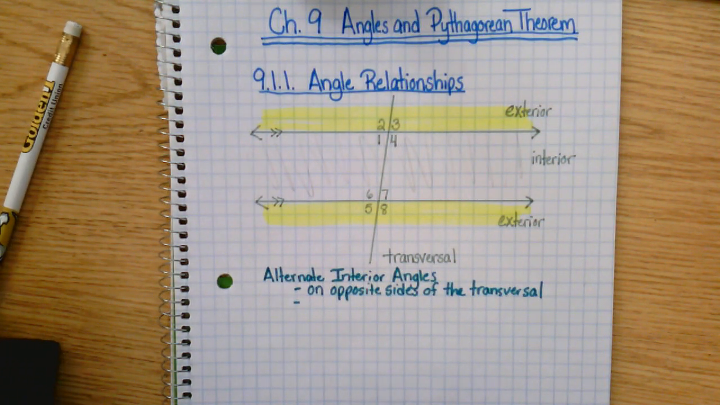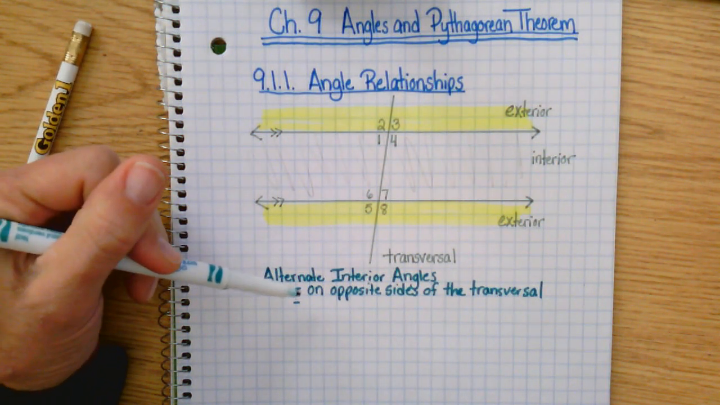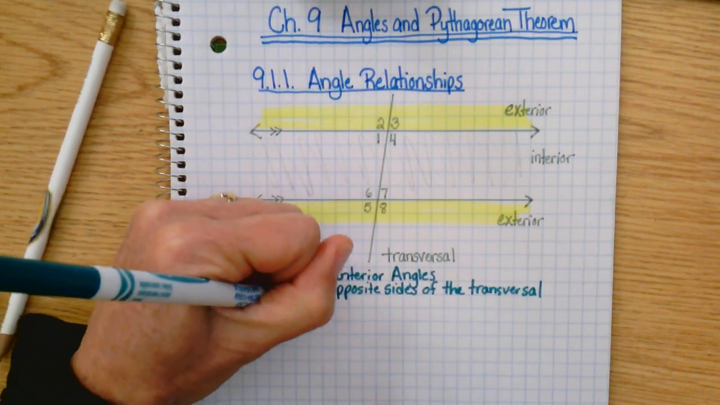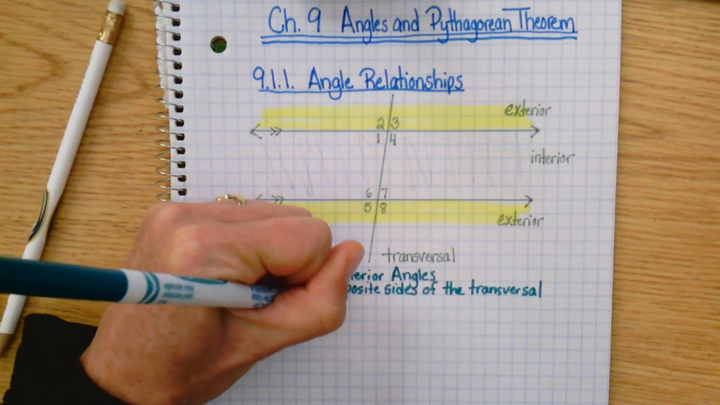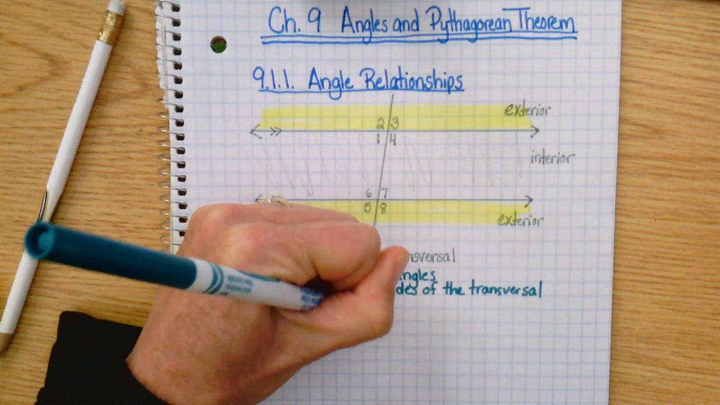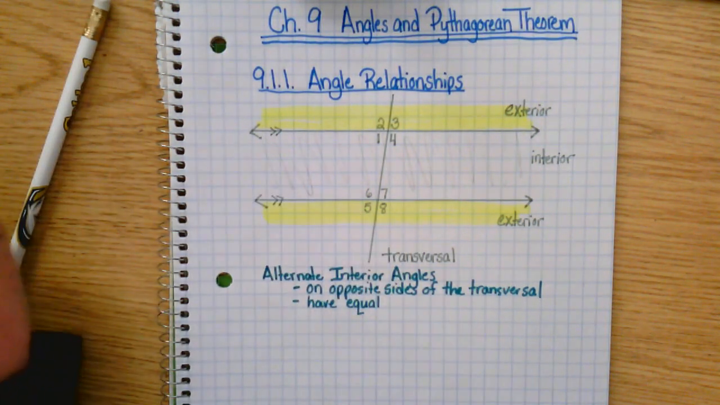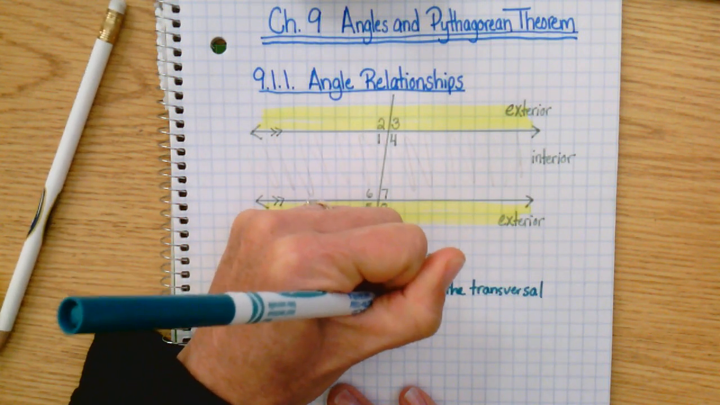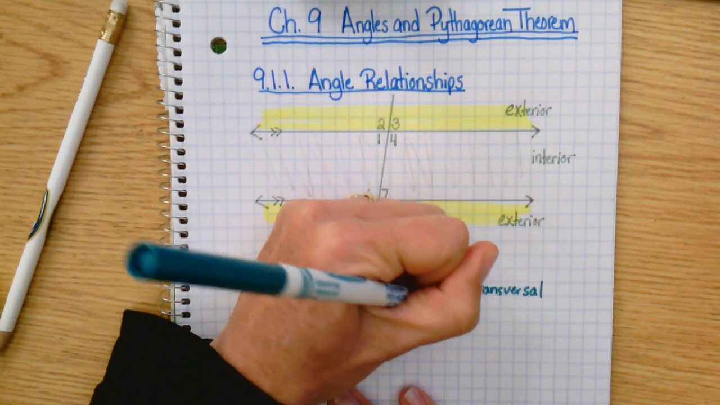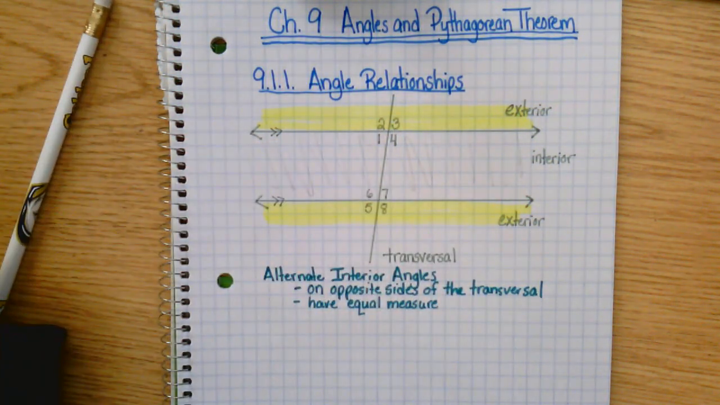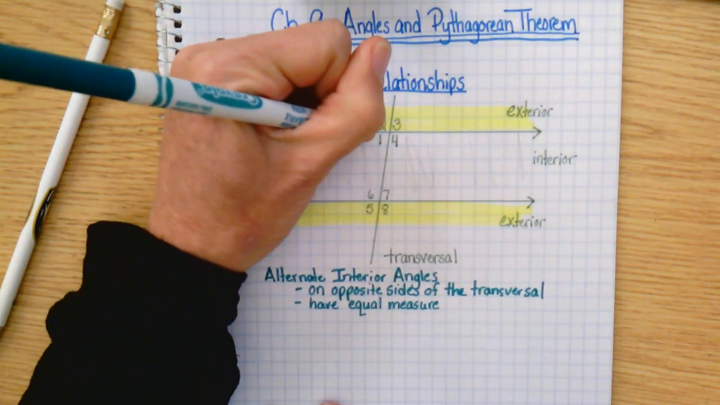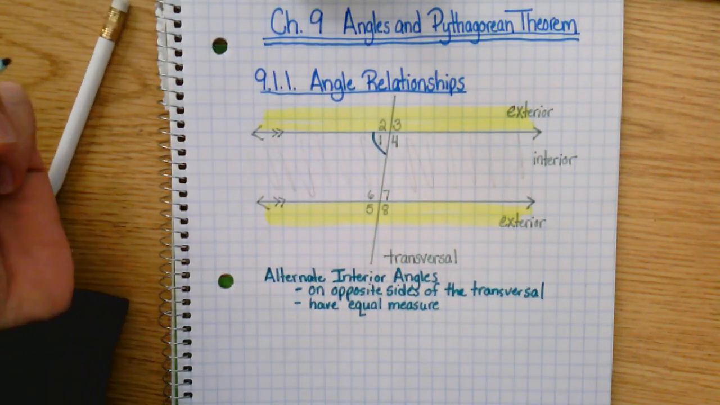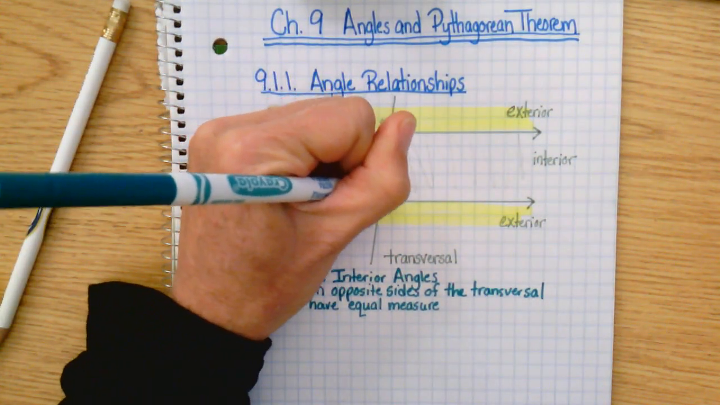Okay. They are on opposite sides of the transversal, so opposite sides of this line right here, and alternate interior angles have equal measure. So if one of them is 80 degrees, then the other one is 80 degrees. So let's take a look at which ones are alternate interior angles in this diagram here. So angle 1 is an alternate interior angle with angle 7.